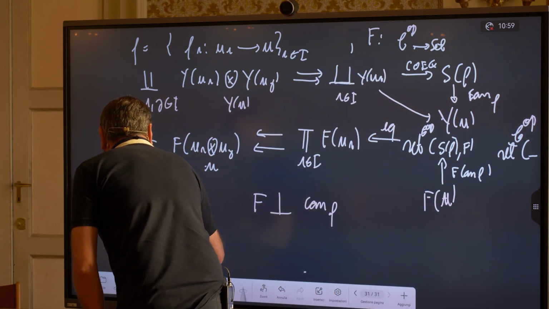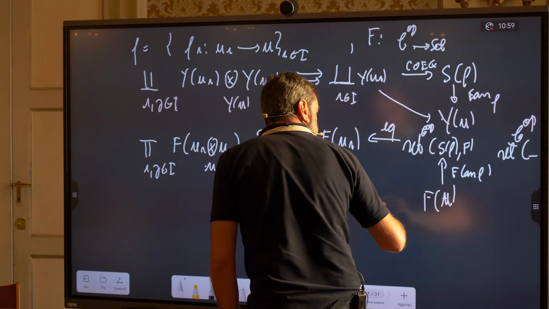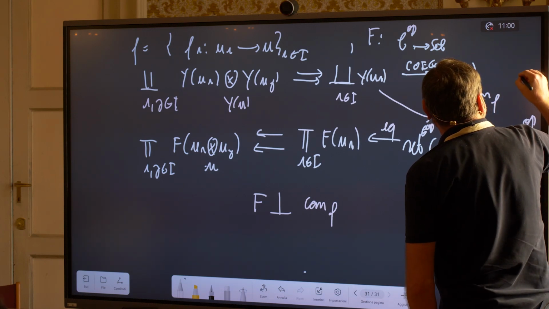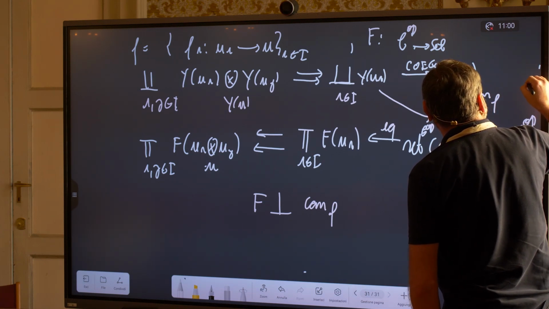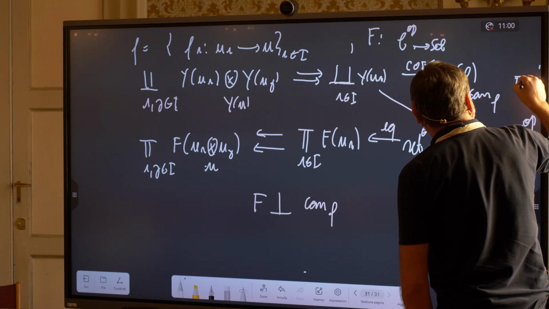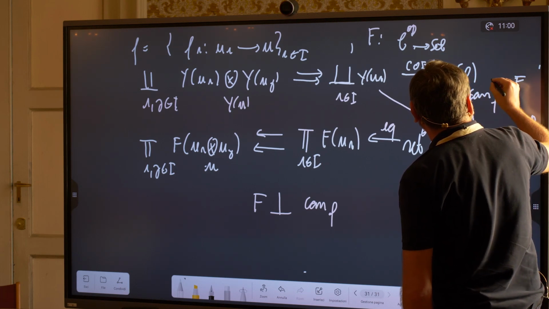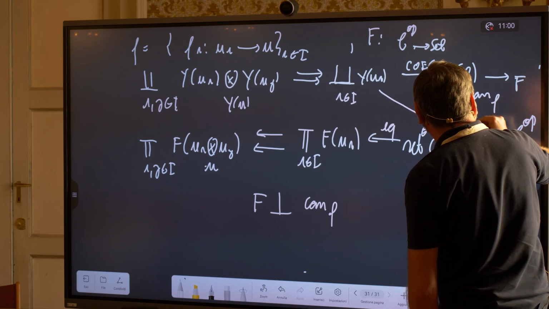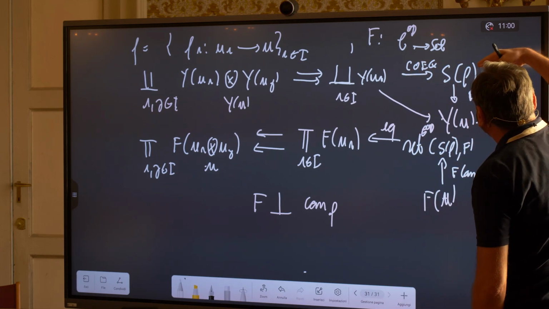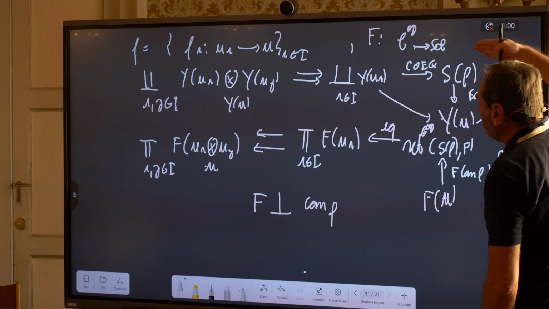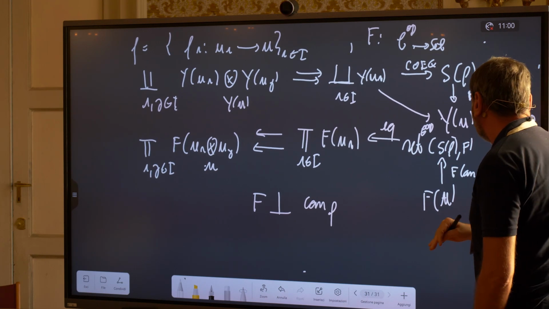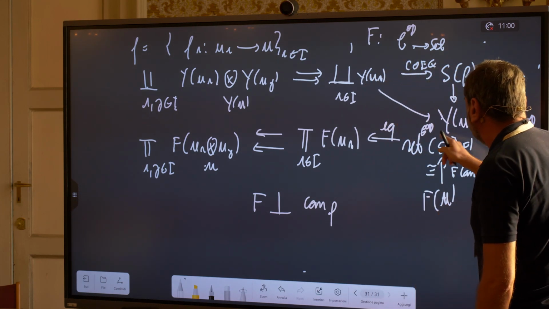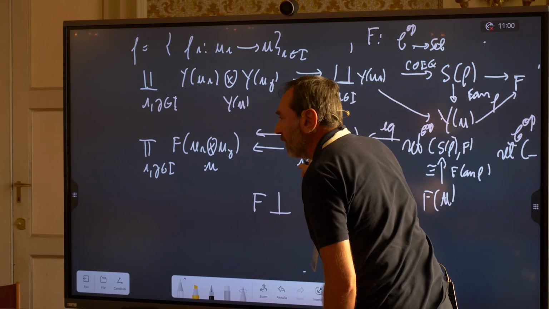Meaning that when you apply this, every morphism from here is uniquely extended to here. So this being an isomorphism is exactly the sheaf condition.